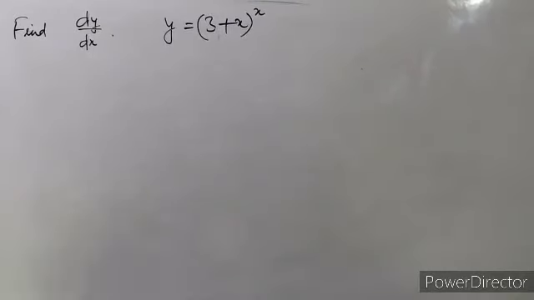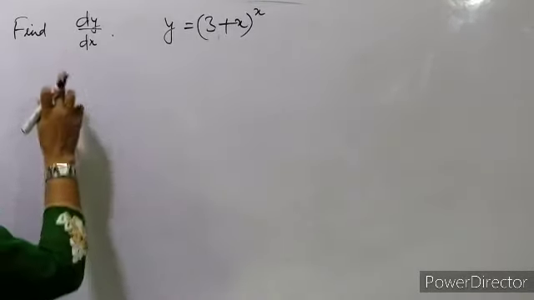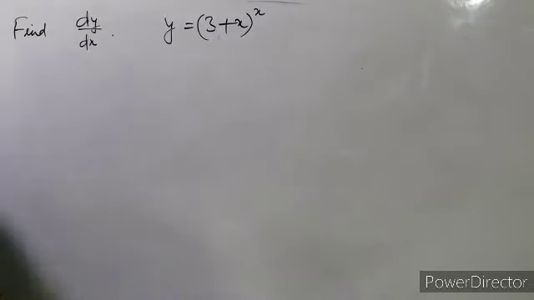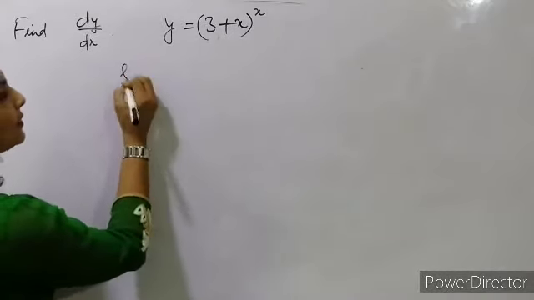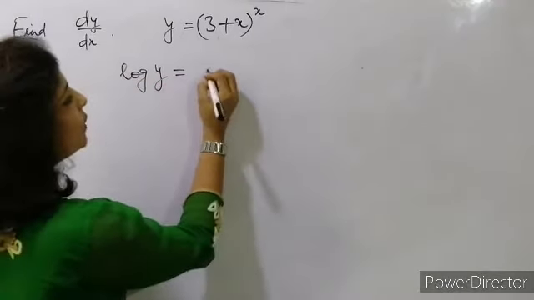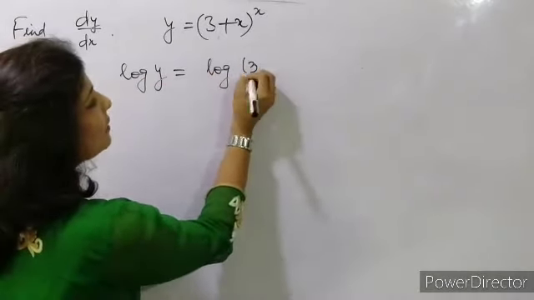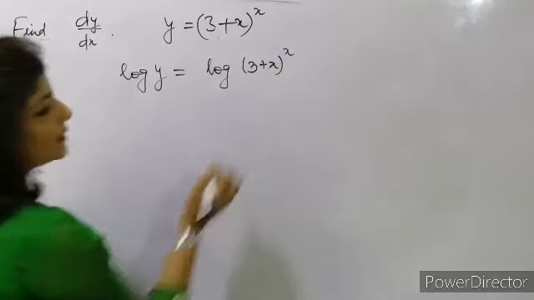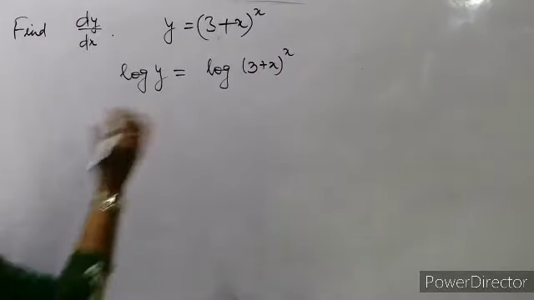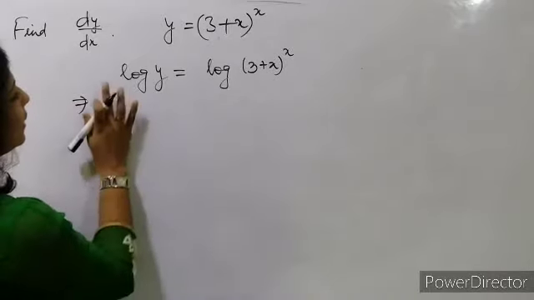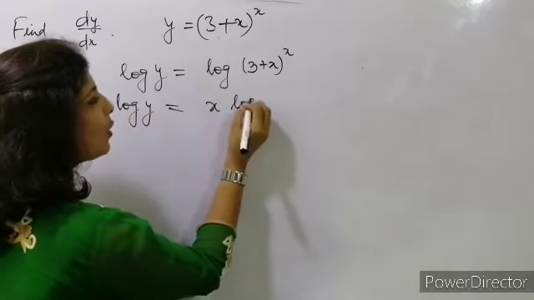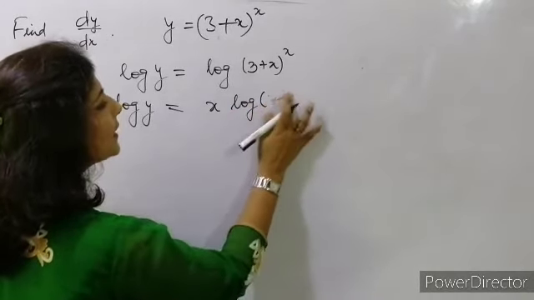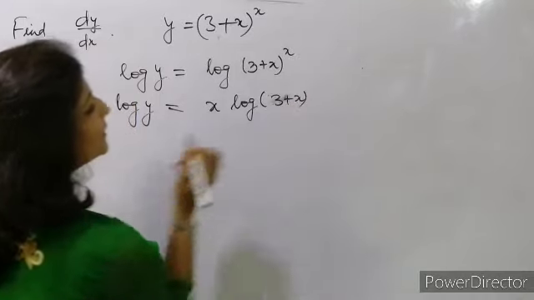Okay. So we have a question, find dy by dx, where y is equal to (3 plus x) to the power x. यहाँ पे हमें we have to use logarithm. So क्या करेंगे, applying logarithm on both the sides, it will be log of y is equal to log of (3 plus x) to the power x. ये तो वैसे ही रहेगा, log of y. Now this will change, क्या होगा, x log of (3 plus x).